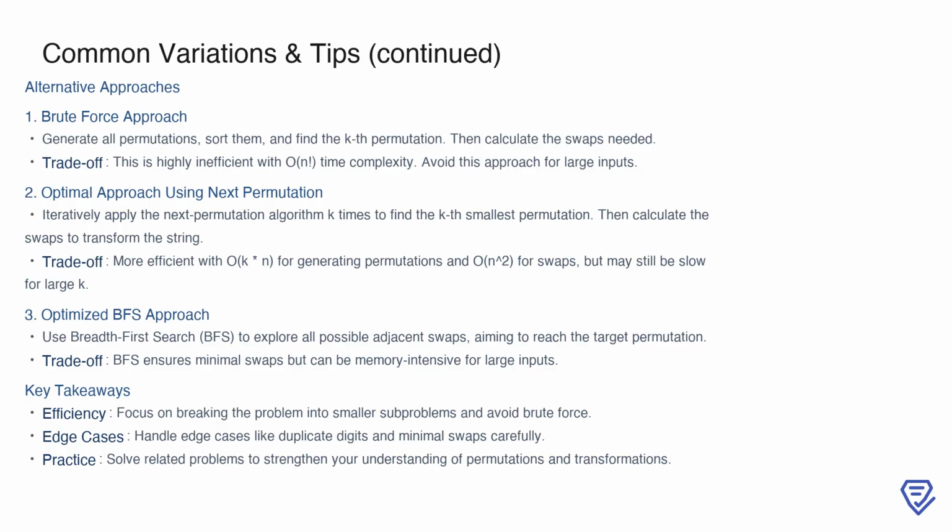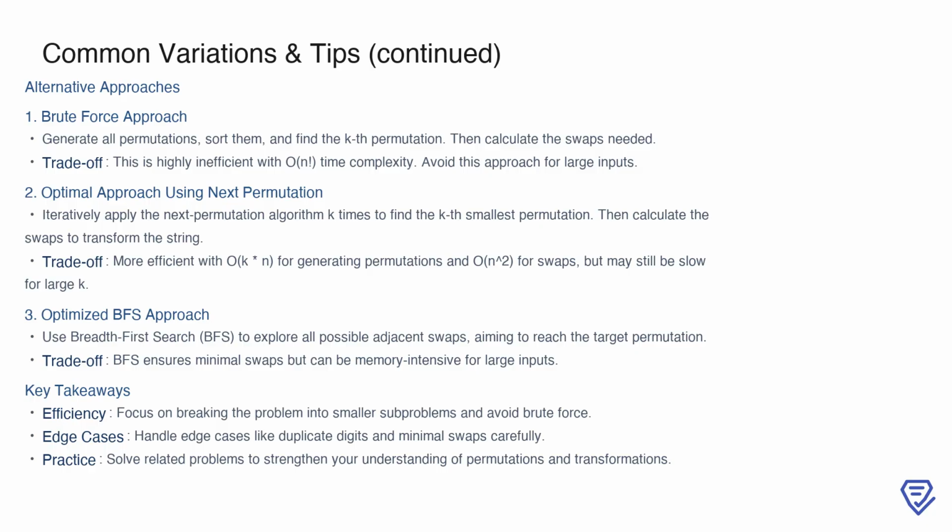A more practical solution is to use the next permutation algorithm iteratively k times to find the kth smallest permutation. After that, you calculate the swaps required to transform the current string into the target. While this method is significantly faster, with a complexity of k*n for generating permutations and n² for swaps, it might still be slow when k is large. For another alternative, you can use a BFS approach, which explores all possible adjacent swaps to reach the target permutation with minimal swaps. BFS ensures optimal results in terms of swaps but can be memory intensive for large inputs.